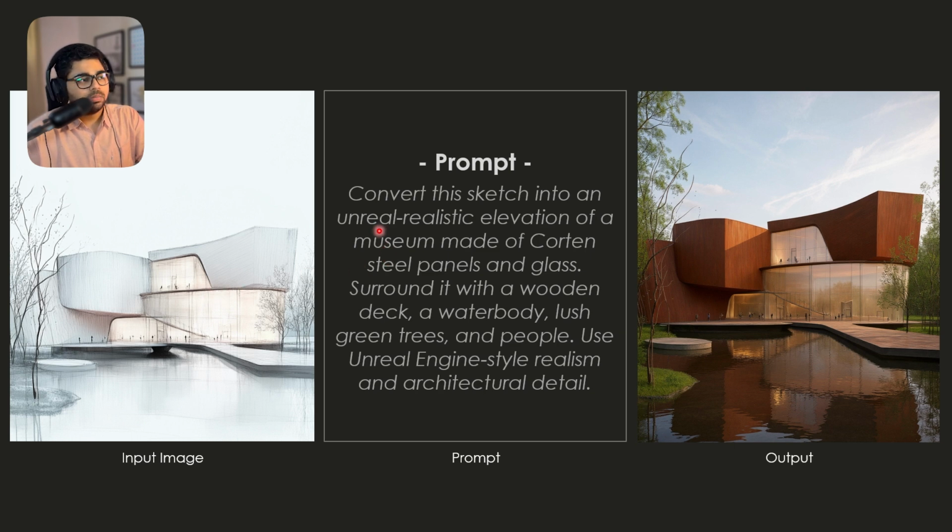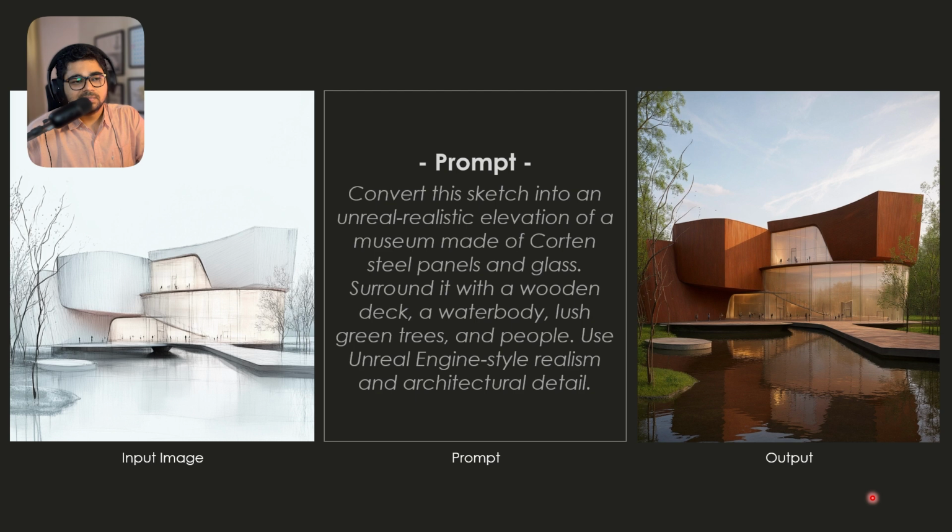So again, the prompt I added: convert this sketch into an unreal, realistic elevation of a museum made of corten steel panels and glass. Surround it with a wooden deck, a water body, lush green trees and people. Use Unreal Engine style realism and architectural detail. Okay, and you get this output.